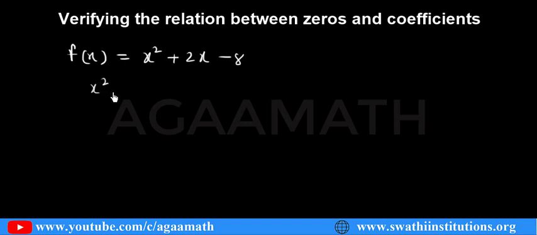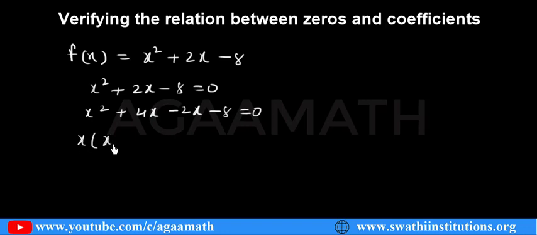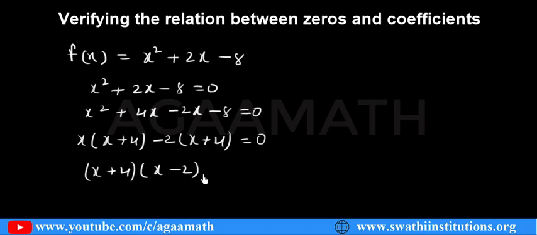That is x square plus 2x minus 8 equals 0. Now if I factorize this, x square plus 4x minus 2x minus 8 equals 0. So x is common here, it means x into x plus 4. Then minus 2 is common, and minus of minus becomes plus, so x plus 4. It means x plus 4 times x minus 2 equals 0. So what does it mean? It means x equals minus 4 or 2. So here we found the zeros of the polynomial.